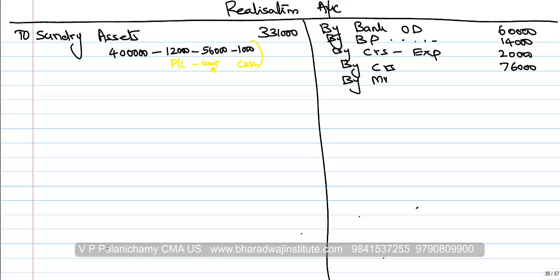Mrs. Nanda's loan, wife's loan will come. How much? 15,000. Any other liability? Specific reserve? Workman compensation fund, investment fluctuation fund, like that?